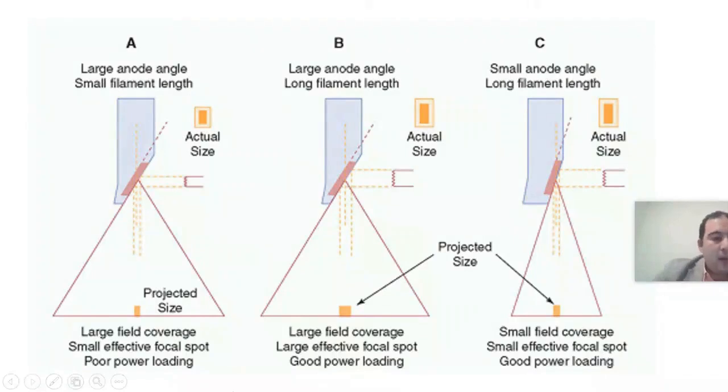So, what is the drawback of using a short filament? Do you think the power loading here will allow the anode to handle high parameters? Will it withstand high power? Of course not. But it does provide you with a small effective focal spot, which is a better focal position. Why? Because consequently, when the filament length decreases, the actual focal spot also decreases, and thus the projection or the effective focal spot size becomes small, right, doctors? This is the point where the effect on the effective focal spot size also becomes small.